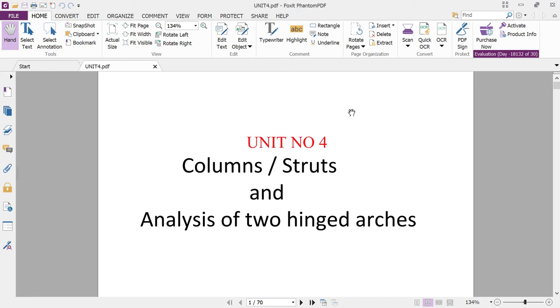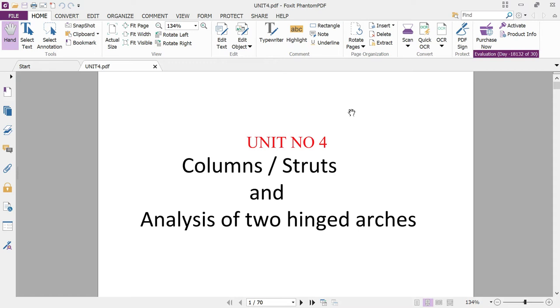Students, today we will start with the new unit, that is unit number 4 of Structural Analysis 1. Under this unit we are going to study two major structural elements, that is column and oblique strut. In engineering the column is also called a strut, and the analysis of two hinge arches.